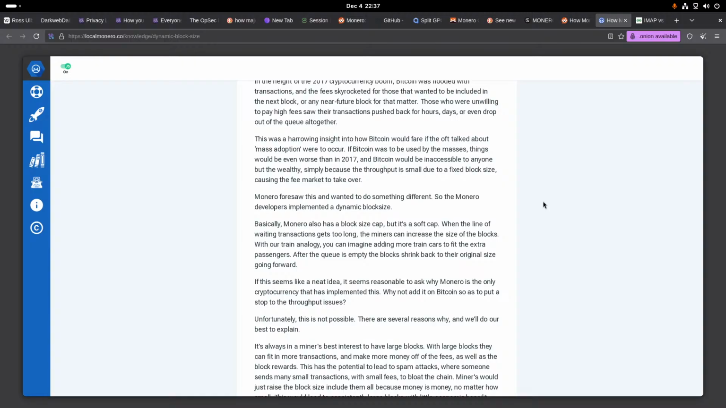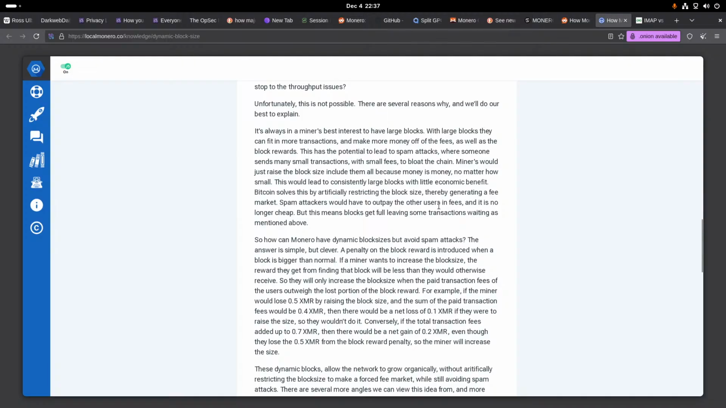If this seems like a neat idea, it seems reasonable to ask why Monero is the only cryptocurrency that has implemented this. Why not add it to Bitcoin to put a stop to throughput issues? Unfortunately, this is not possible. There are several reasons why, and we'll do our best to explain.